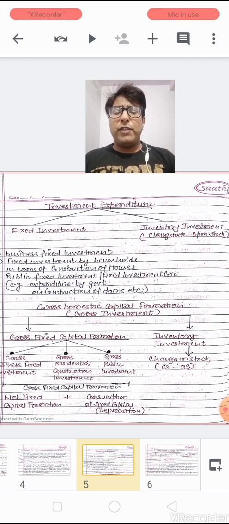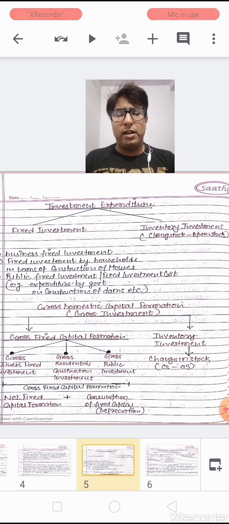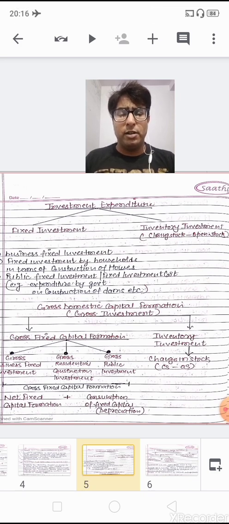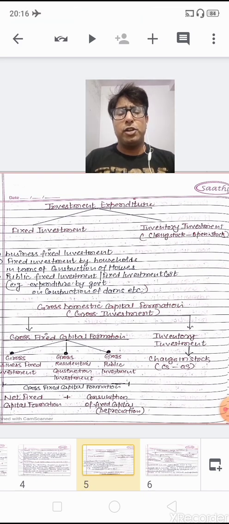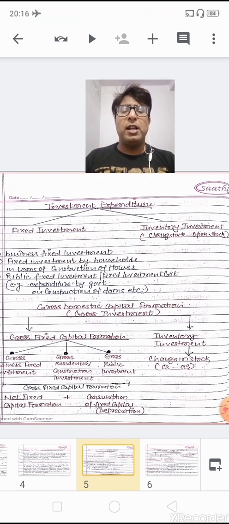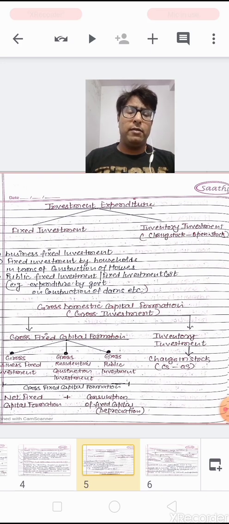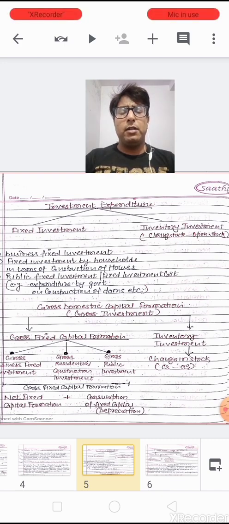Now if gross fixed capital formation is not given in the question, then we have a formula to find it out. If net fixed capital formation is given, then we add the consumption of fixed capital, which we call depreciation, and net becomes gross fixed capital formation. And when we add the inventory investment, which is the change in stock, we will get the value of gross domestic capital formation.